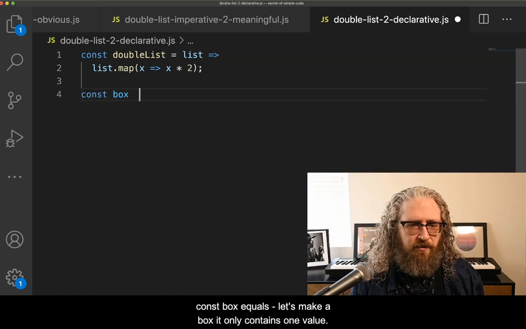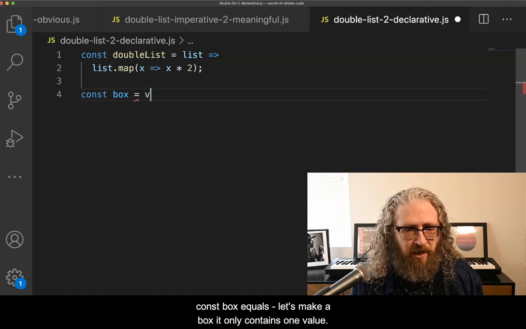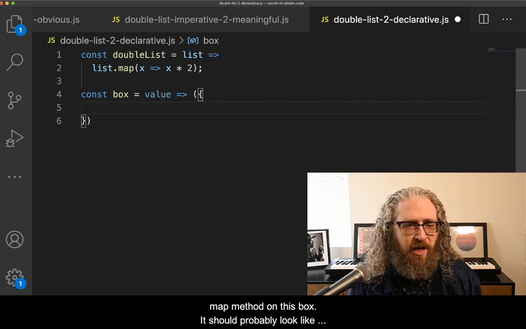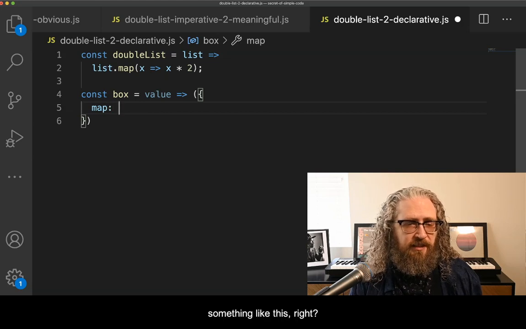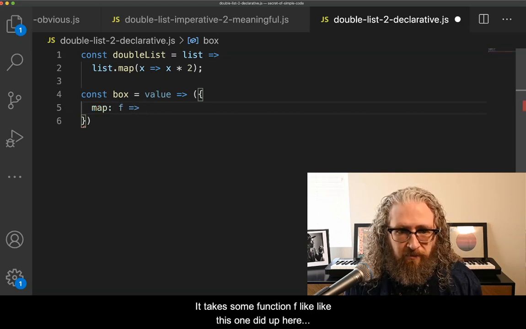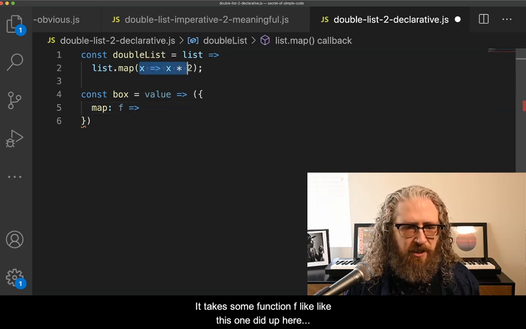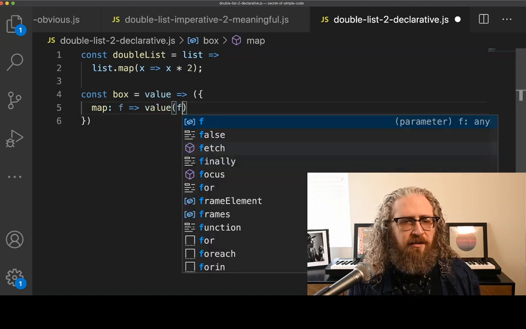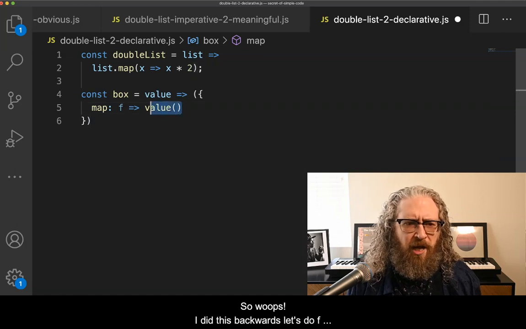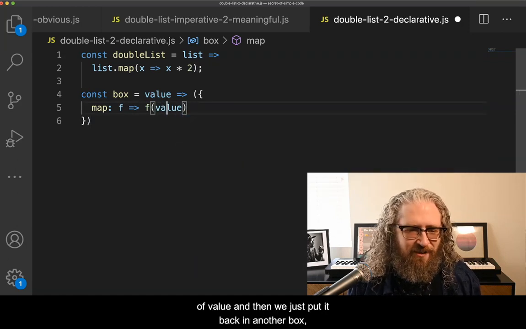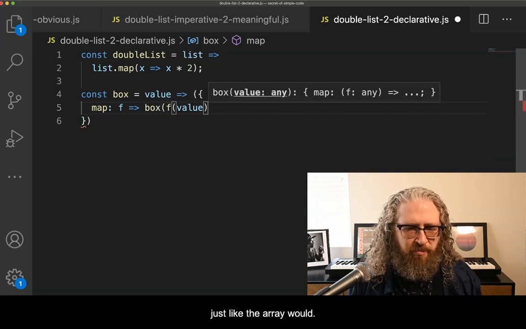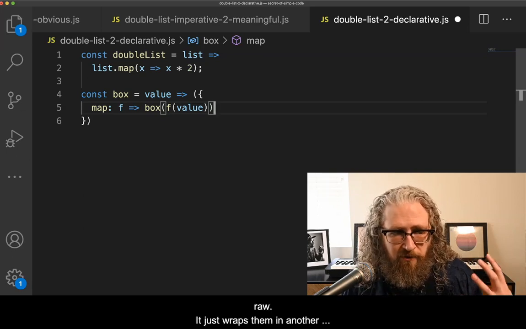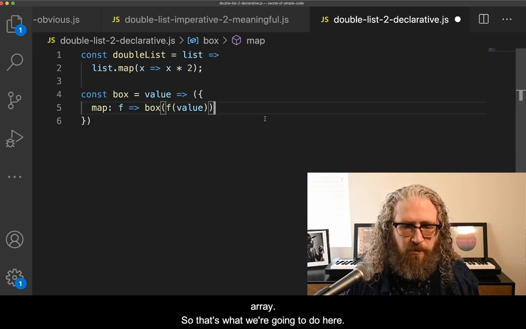Let's just do that. Const box equals, let's make a box that only contains one value. Let's take the value as the input, and then we'll create this map method on this box. Should probably look something like this, right? It takes some function f, like this one did up here, and just applies that to the value in the box, right? I did this backwards. Let's do f of value, right? And then we just put it back in another box, just like the array would. If you call map on an array, it doesn't spit out all the values raw. It just wraps them in another array. So that's what we're going to do here.